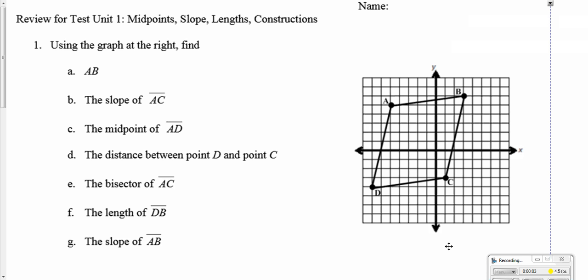This is the review for test unit 1: midpoint, slope, length, and constructions. Make sure you have your packet out while you're watching this so you can go through it with me.